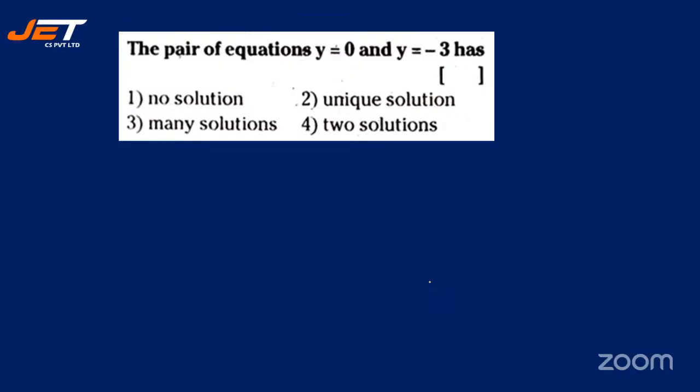All right, the answer is: the pair of equations y is equal to 0 and y is equal to minus 3 has no solution. All right.